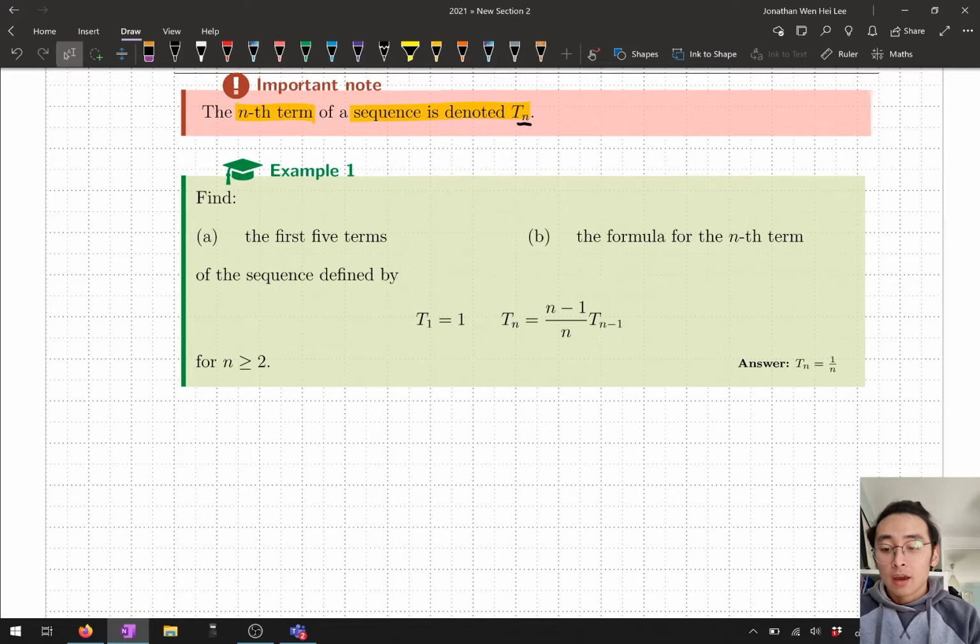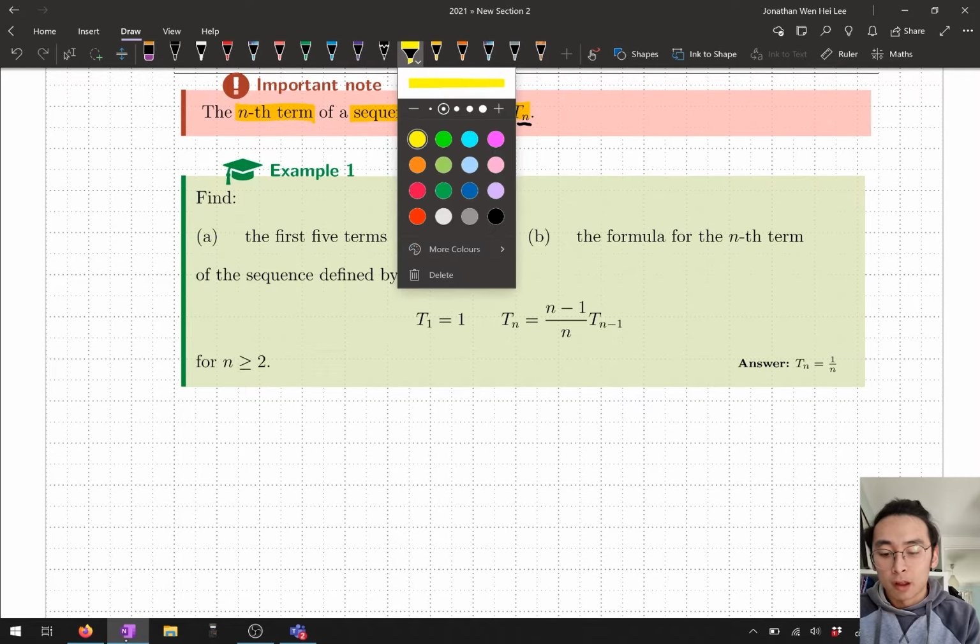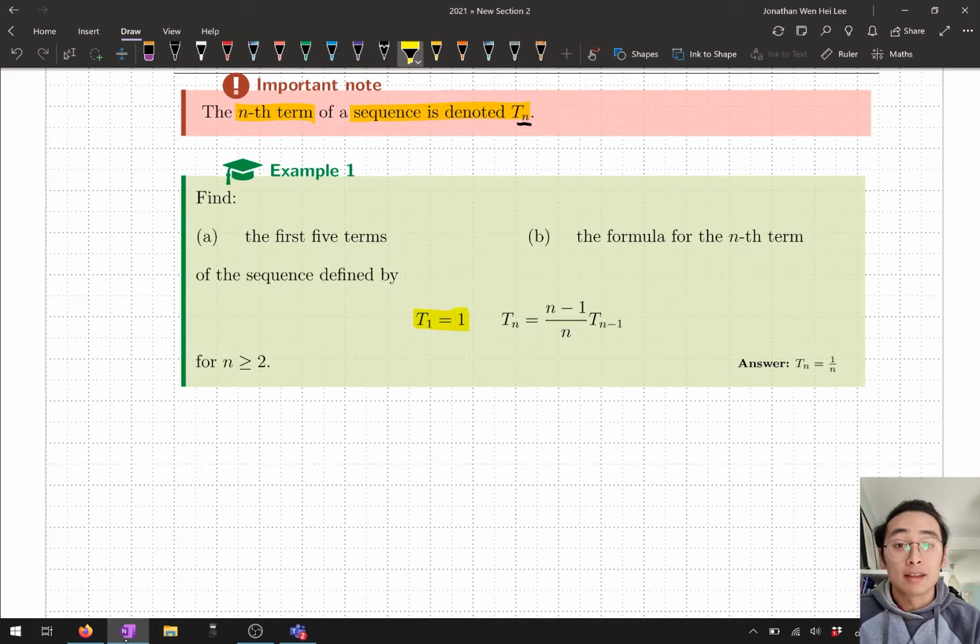So let's have a look at an example of when we need to use sequences. For this first example, first find the first 5 terms in the sequence and find a formula for the nth term. So the sequence is defined by the following. t1, our first term, is 1, and in every term after that, tn is equal to (n minus 1) over n times t(n minus 1). Okay, now this looks a bit confusing, but let's have a go through the example.